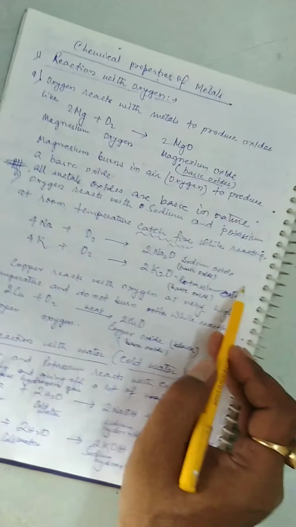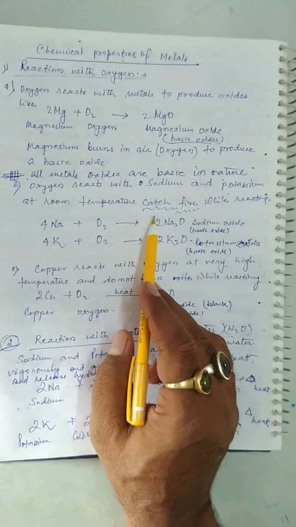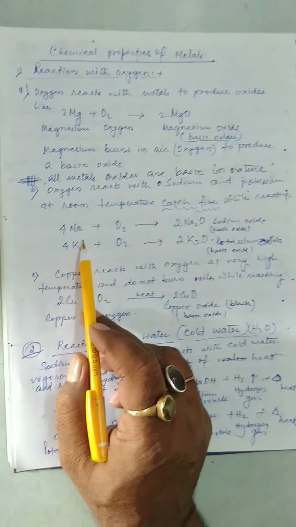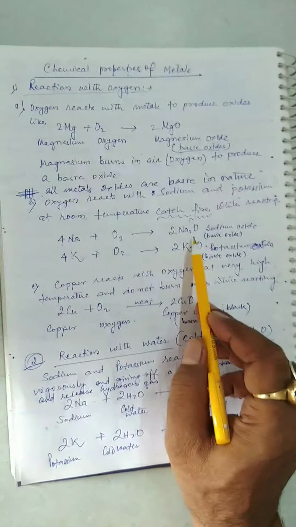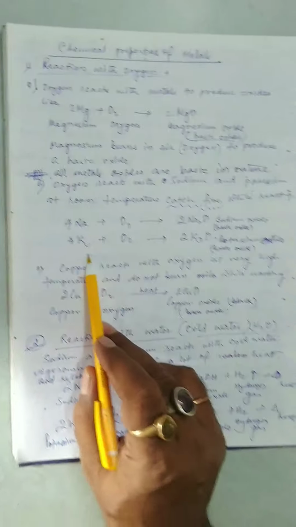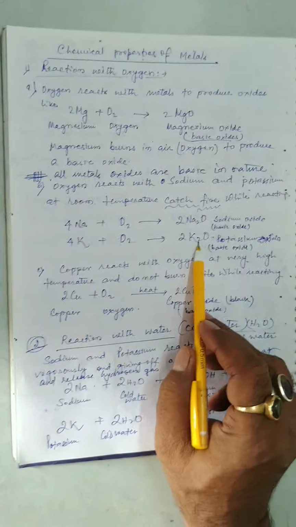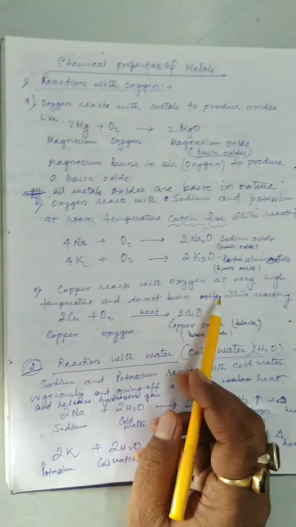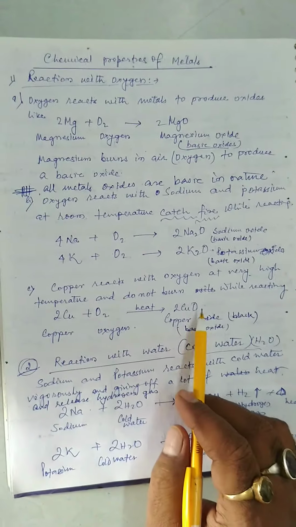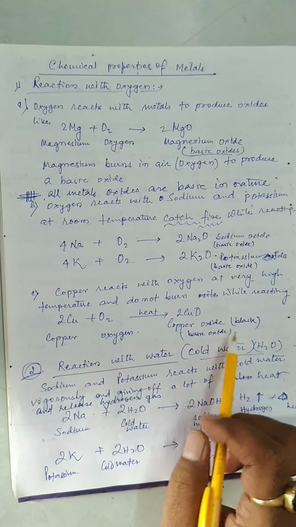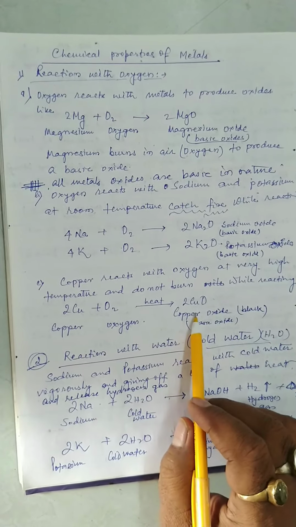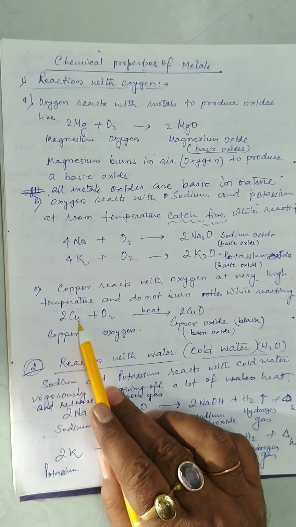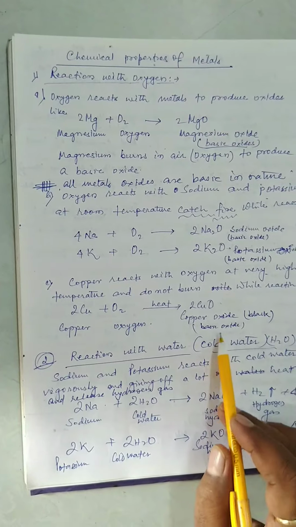Oxygen reacts with sodium and potassium at room temperature and they catch fire while reacting. Sodium reacts with oxygen to form sodium oxide. Potassium reacts with oxygen to form potassium oxide. Both these oxides are basic in nature. Copper reacts with oxygen at very high temperature and does not burn while reacting. It forms black copper oxide, which is basic in nature.